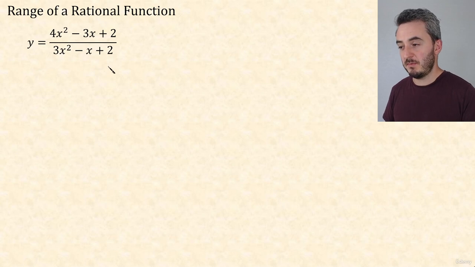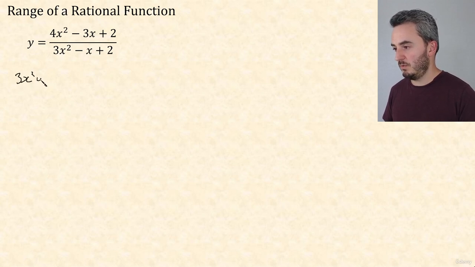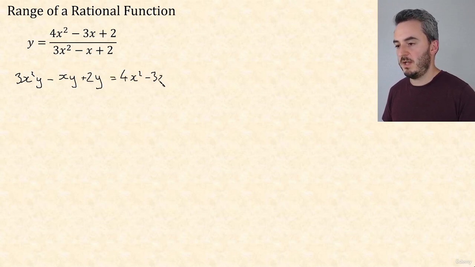Okay, let's try this one. So, harder, but same kind of thing. Notice this one will be a real pain to sketch and potentially quite fiddly. Multiplying this out, we have 3x squared y minus xy plus 2y equals 4x squared minus 3x plus 2.